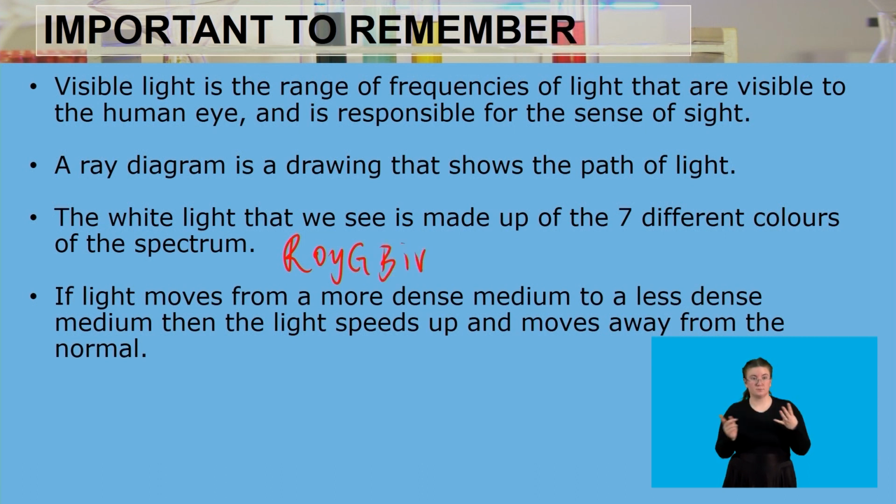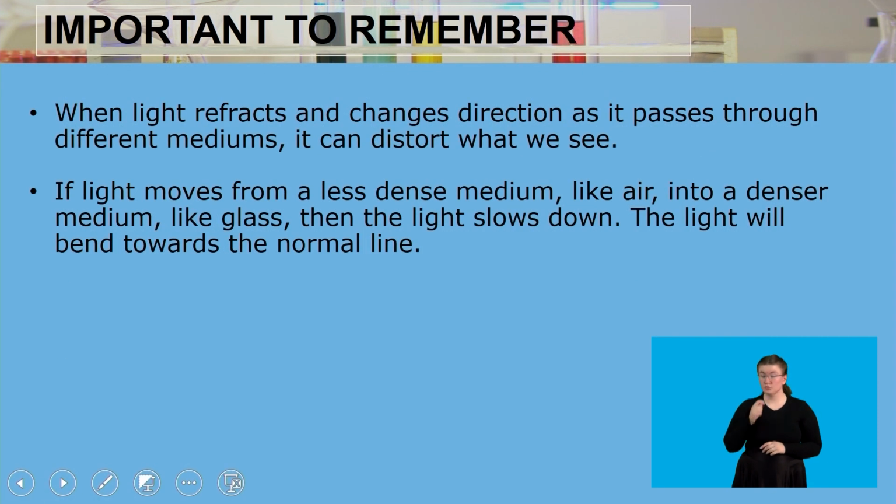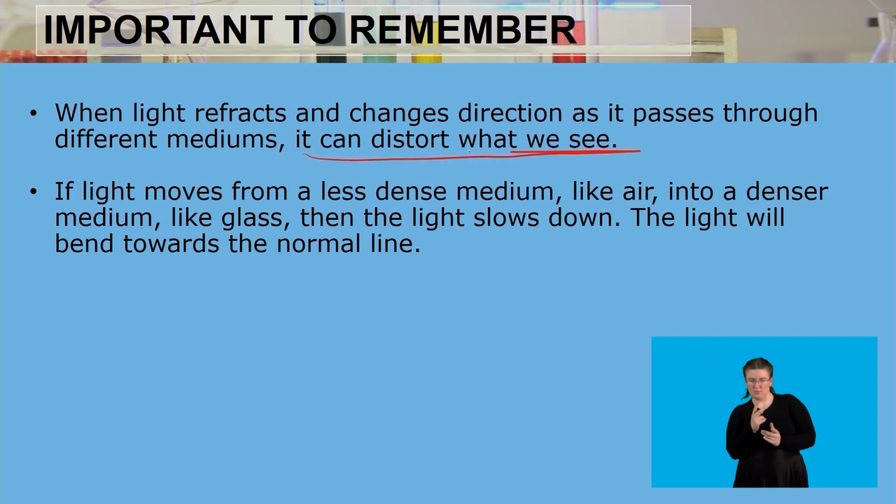And then number 4, if light moves from a more dense medium to a less dense medium, then the light speeds up and moves away from the normal. So the light is going to speed up and bend away from the normal. And the converse is true, that when light refracts and changes direction, as it passes through different mediums, it can distort what we see.